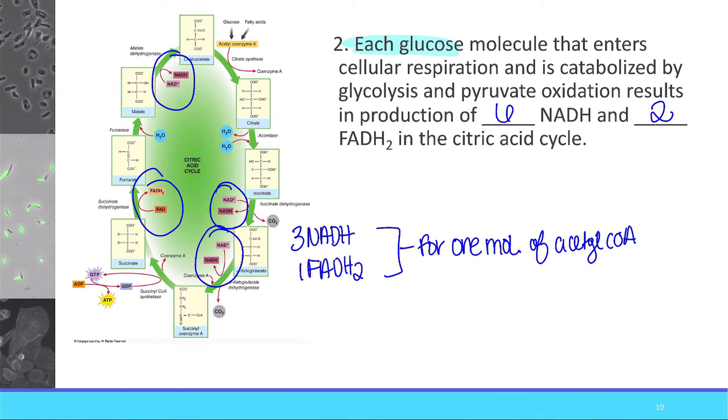A really good way to test yourself on this type of problem would be if I was to ask you, if you have 2 glucose molecules that are going through the citric acid cycle, how many NADH would you get? Or how many FADH2 would you get? So again, this is that hint that I gave you: we have to keep in mind that we need 2 turns of the citric acid cycle per glucose molecule.